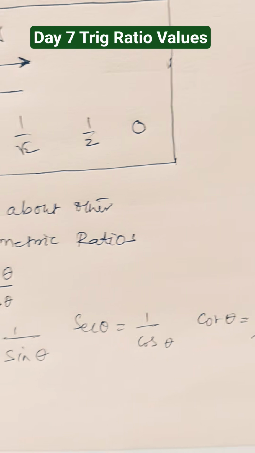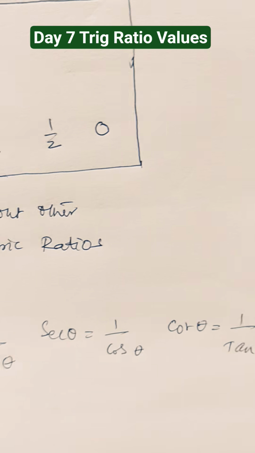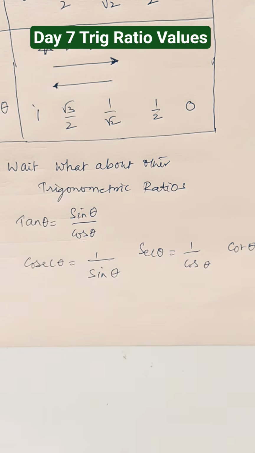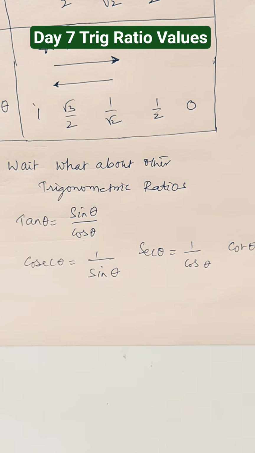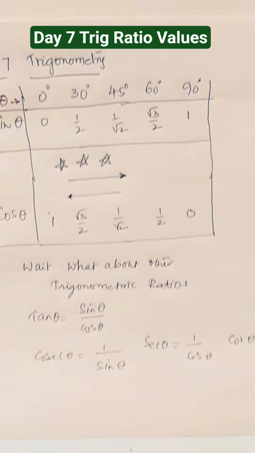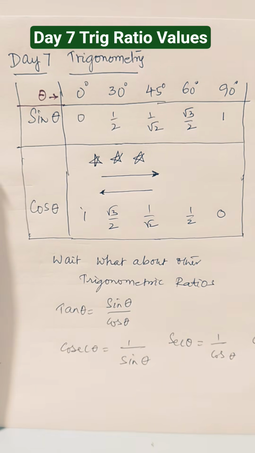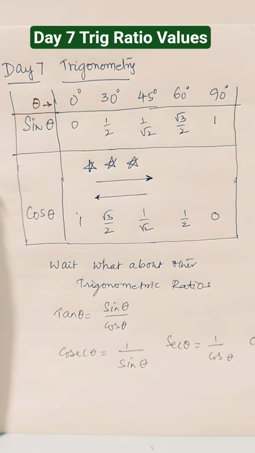And then secant theta. What is secant theta? 1 by cos theta, the reciprocal of cos theta. What is cot theta? 1 by tan theta. So putting it together, this is cosecant theta, secant theta, cot theta, tan theta. Everything will be obtained, even cos theta. If you are able to understand, register and recollect the sin theta values, that's more than enough.